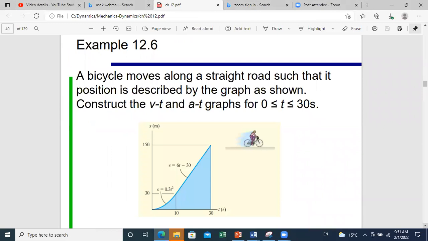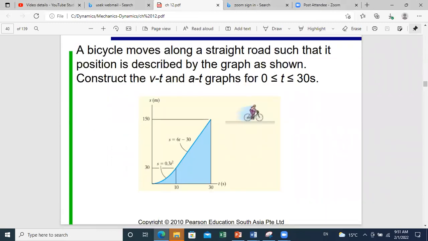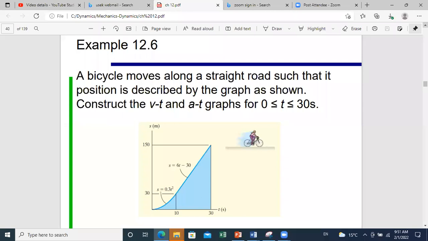We'll do together a series of problems to see how we can sometimes use graphs to do some interpretations. We have a bicycle moving along a straight road such that its position is described by the following graph. We want to construct the v-t and a-t graphs for t between 0 and 30 seconds. If they don't specify the method to use, you can use either the analytical way or the geometrical way. Here, because they provided you with equations of position, it's easier to work with the analytical way because the graphical method will take time.